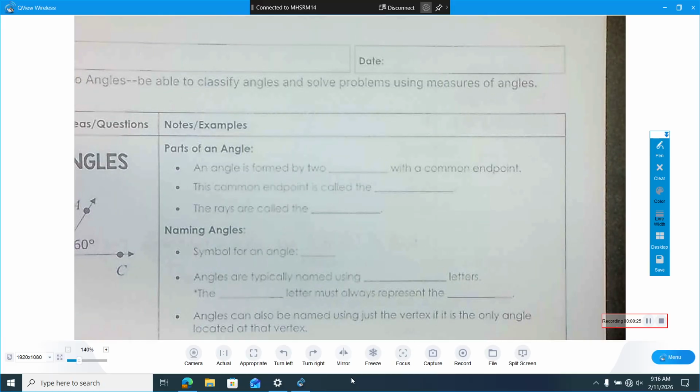Okay? Here's your test question. Go ahead and get started on that. And the code is on there.